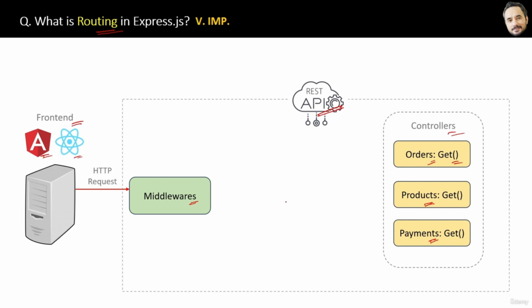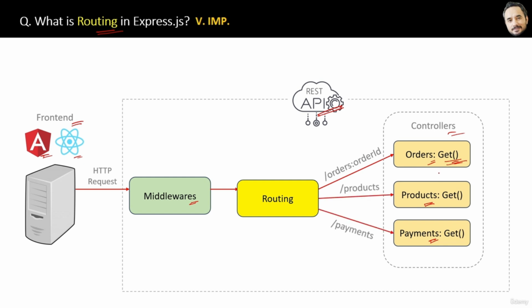For that, we have routing like this after the middleware. Now listen carefully. What routing will do, in the case of a URL with orders, the routing will redirect it to the order controller. And if the method in the request is get, then it will execute the get orders method of the orders controller only. So in the case of products or payments in the URL, the request will be redirected to the products or payments controller. And finally, the response will be sent back to the front end. So that is the role of routing.